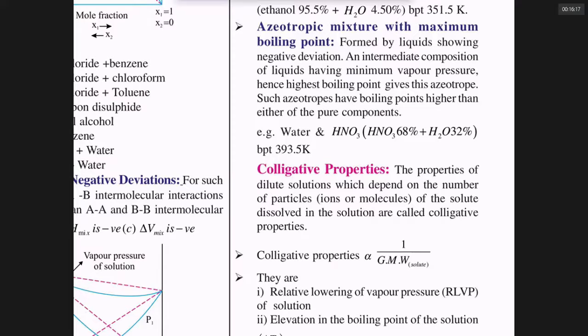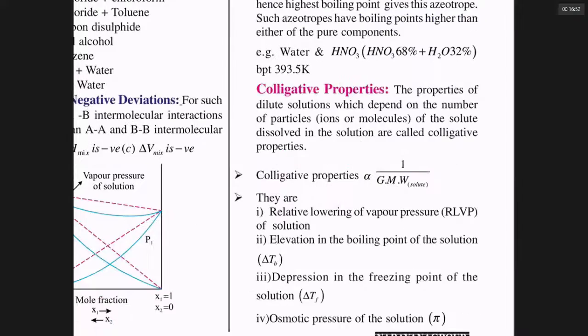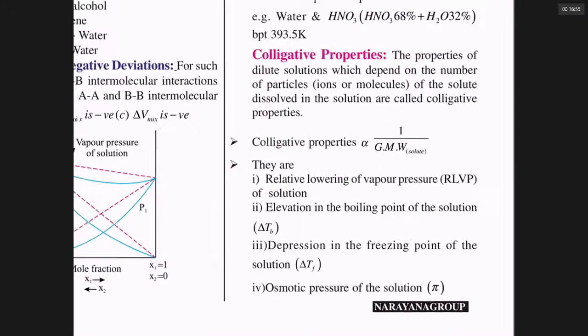Colligative property means a property of solution that depends on the number of particles of solute. Example for colligative property, relative lowering of vapor pressure. Another example, increase in boiling point of a solution, that is called elevation in boiling point. Another colligative property, decrease in freezing point of a solution, delta TF. The fourth colligative property is osmotic pressure. All these colligative properties are dependent on the number of particles of solute. Let us see that.